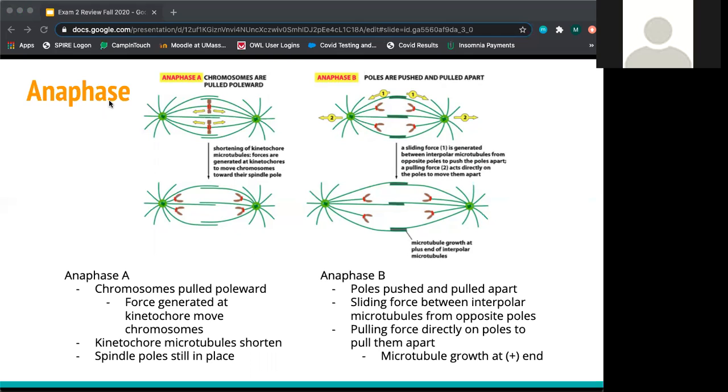Anaphase A, it's kind of like the diagram, as what it says in the diagram, the chromosomes are going to be pulled poleward, and the force is going to be generated at the kinetochore, and it's going to move chromosomes.